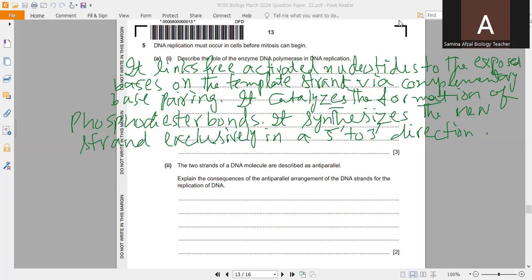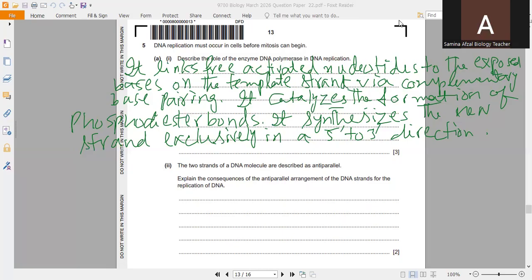But discontinuous synthesis. So one strand, the leading strand, is synthesized continuously towards the replication fork. The opposite strand, the lagging strand, must be synthesized discontinuously away from the replication fork, resulting in short fragments known as Okazaki fragments. So in this way, I would like to say that this process takes place.